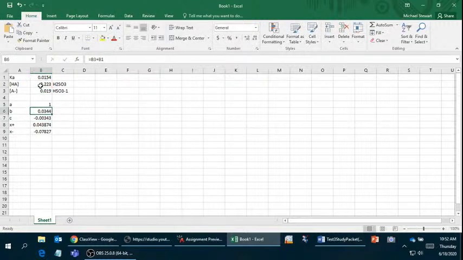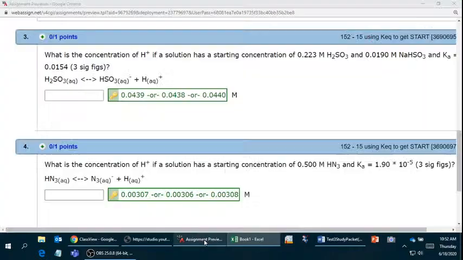Yes, that is a mistake right there. So I've got two roots here: 0.0439 and negative 0.0783. The reason I know this root is wrong is not because it's negative, but because the concentration of H+ equals X, and so if X is negative, I have a negative concentration. So if I look it up, I get 0.0438 as the answer.